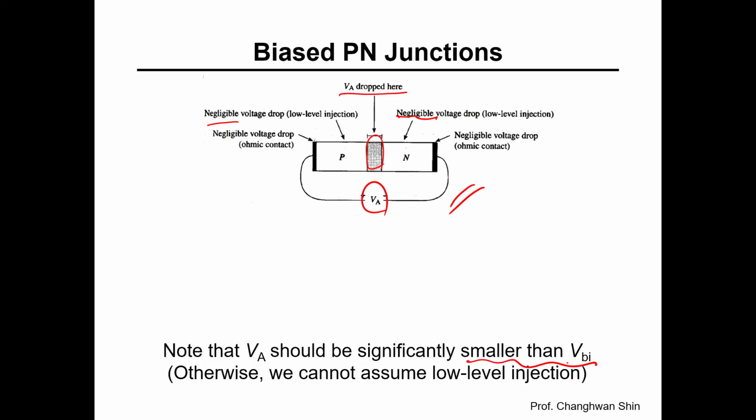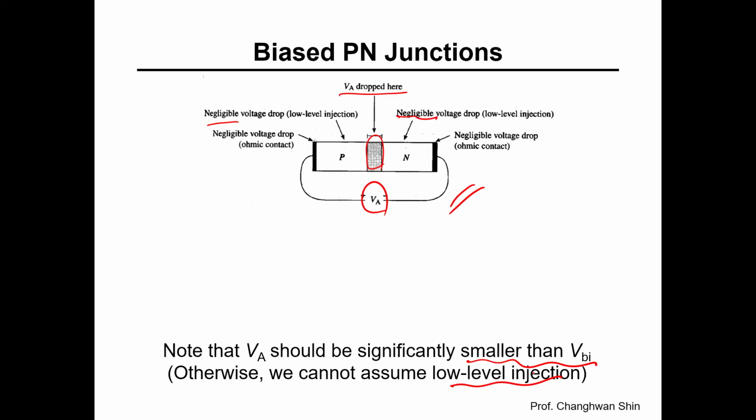This condition ensures low-level injection, meaning the injected minority carriers do not significantly alter the majority carrier concentrations. So if V sub A becomes comparable to V sub Bi, high-level injection occurs, and our simplified model breaks down. This typically happens at higher currents, where the diode's behavior deviates from the ideal exponential relationship.